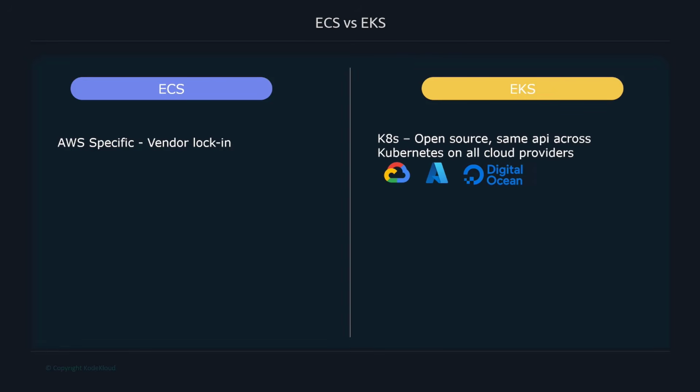Whereas EKS is just running Kubernetes, which is open source, and you're going to have the same API across the board, across all the cloud providers. So if you want to move to GCP or Azure, it's going to be the same API. So theoretically, it should be a little bit easier to migrate an application running on EKS onto other cloud providers. However, that is purely theoretical.